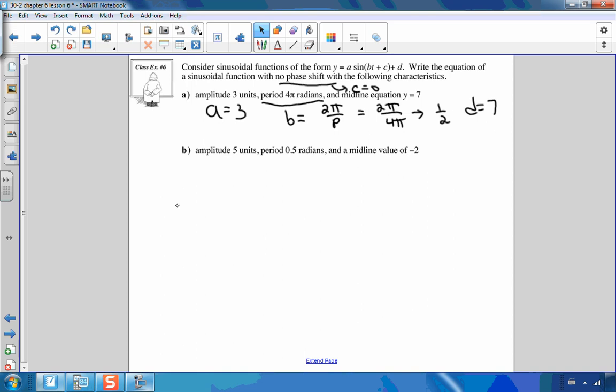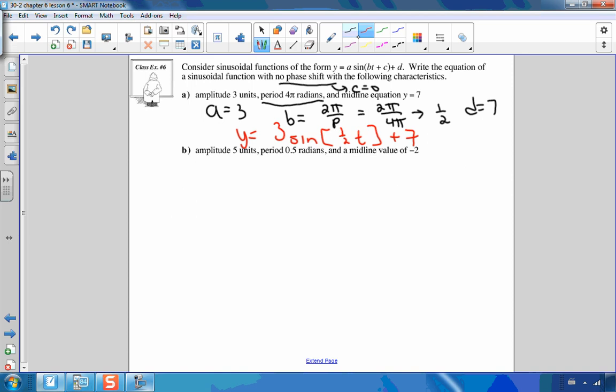So putting that all together, I'm going to have y equals 3 sine of bt, no c value, plus 7.